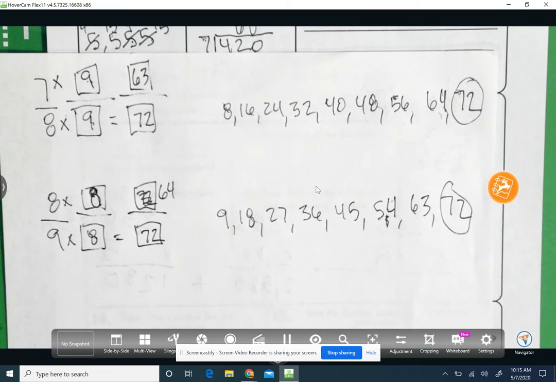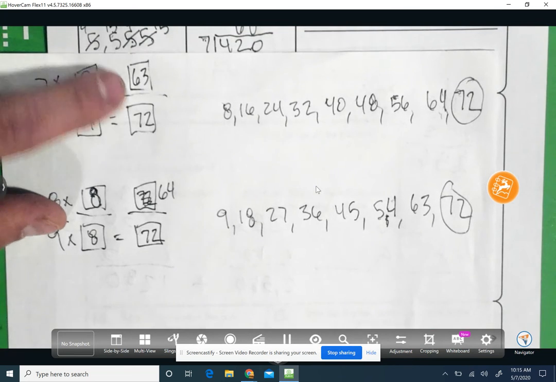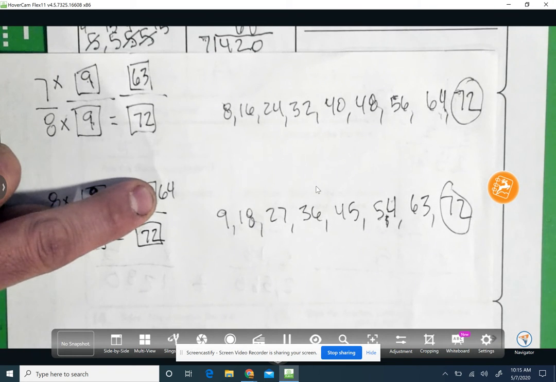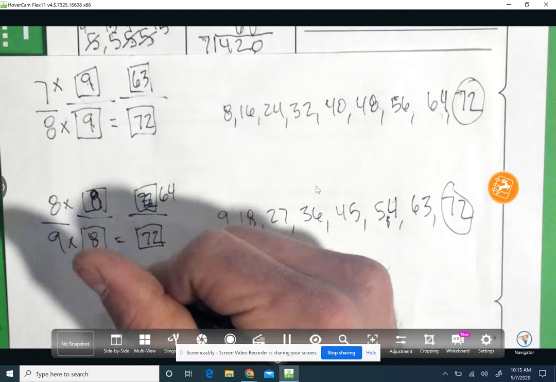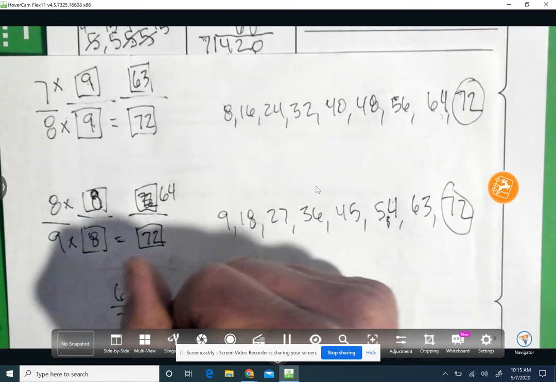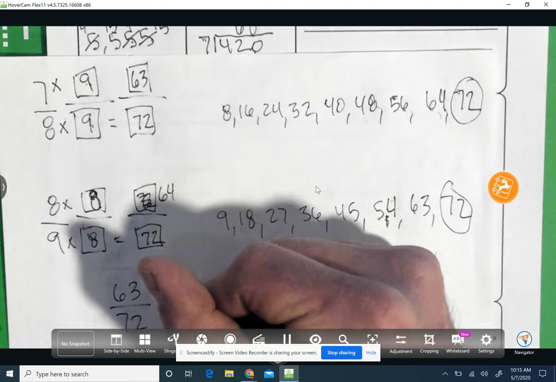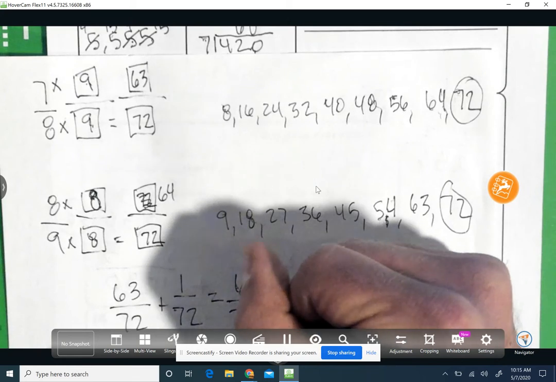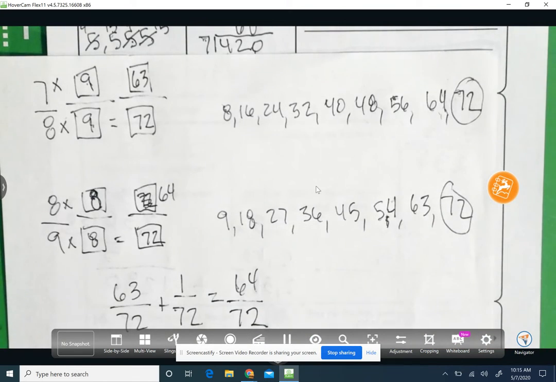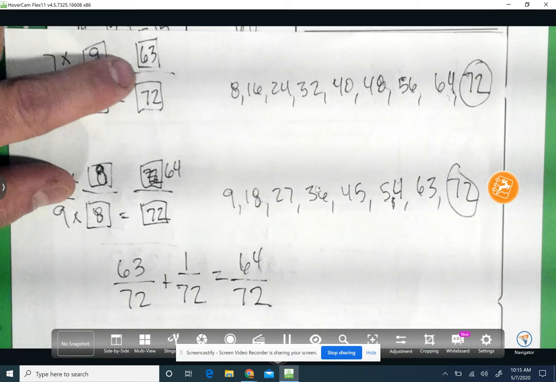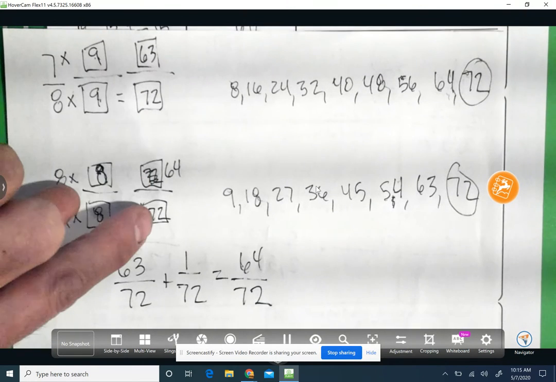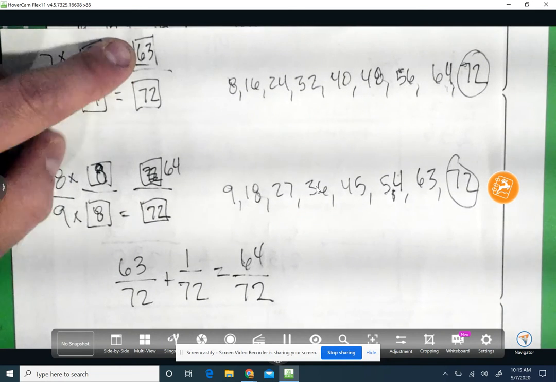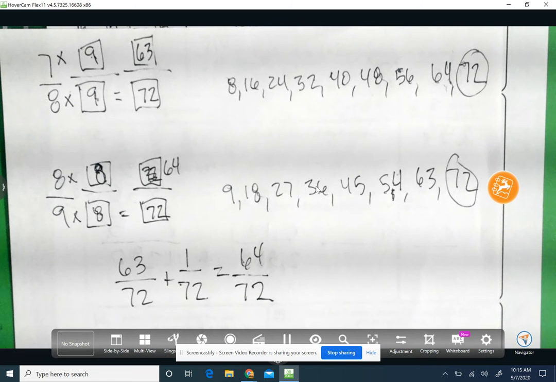How do we make them equal? You've got two options. You can either add 1 to 63 to make 64, or you can subtract a seventy-second to get to 63. So 63 seventy-seconds plus 1 seventy-second equals 64 seventy-seconds. Okay, so we went that route in order to make them the same. We wanted to make 63 seventy-seconds the same as 64. You could also do the opposite. You can make 64 seventy-seconds equal to 63 seventy-seconds by subtracting. I went the addition route.